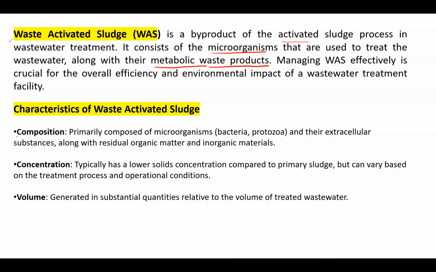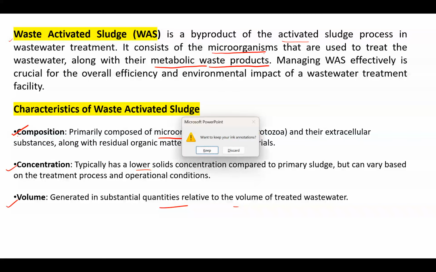I have also given here the composition of waste activated sludge. It is primarily composed of microorganisms, that means bacteria and protozoa, and their extracellular substances. And what is the concentration? It typically has a lower solid concentration compared to primary sludge, but can vary based on the treatment process. It is generated in substantial quantities related to the volume of the treated wastewater. Okay, so here, for waste activated sludge, we have to remember the microorganisms and their metabolic waste products.